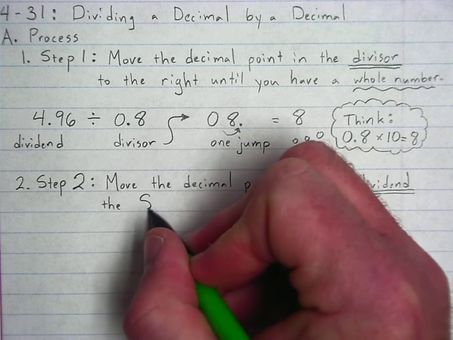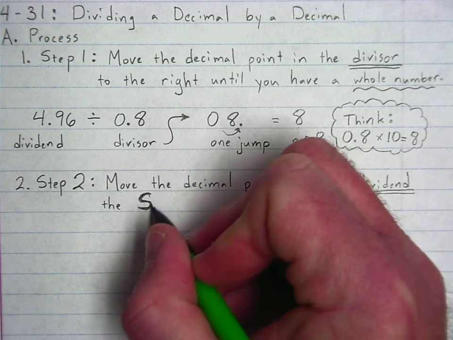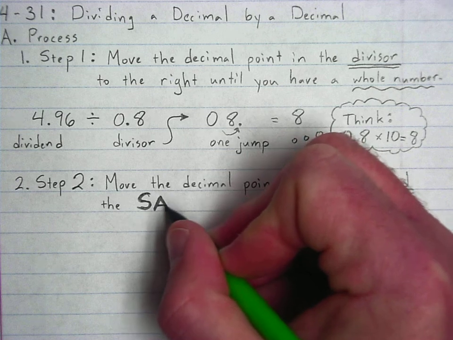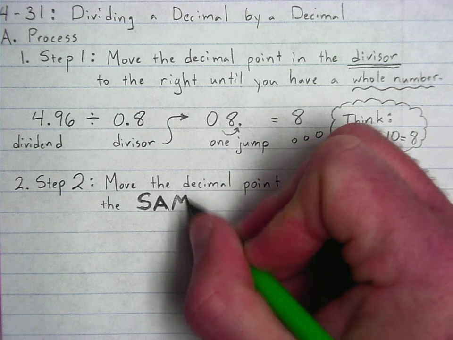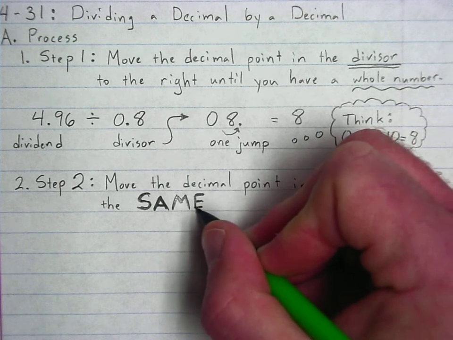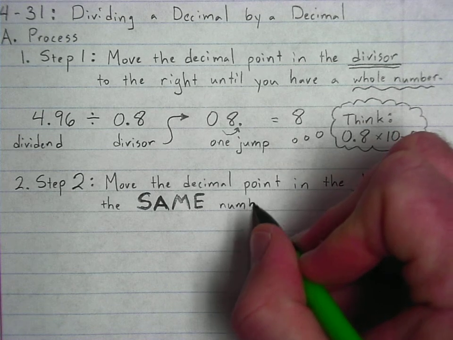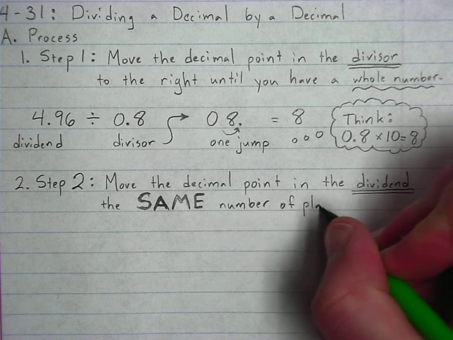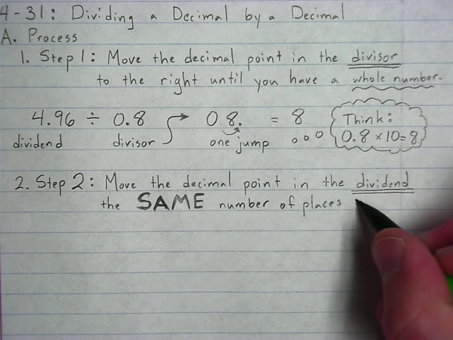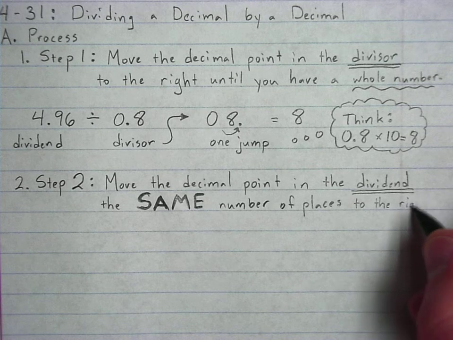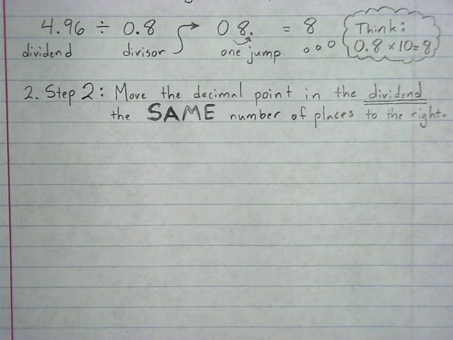the same. Now be careful. Please, please, please. You've got to move at the exact same number of spots. This is not about making a whole number anymore. You are moving the decimal point in the dividend the same number of places to the right. Again, you're not trying to make a whole number. Sometimes you will, sometimes you won't. This is one of those times. You are just moving it over the same number of jumps.